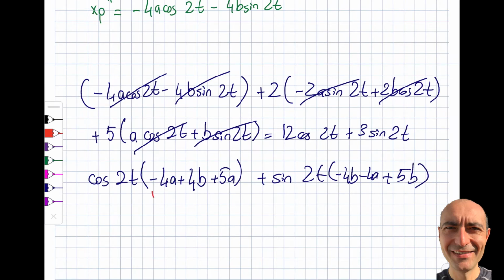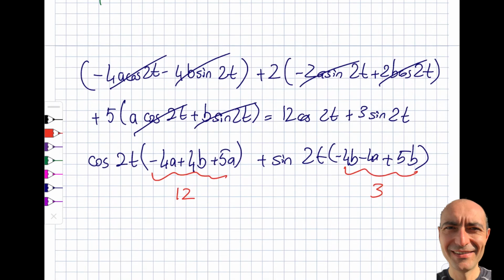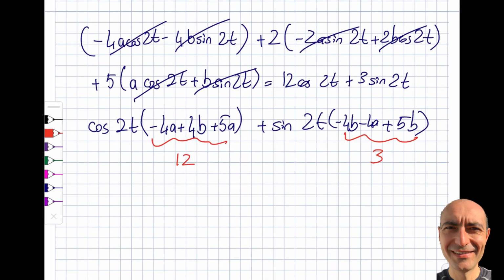And I'm saying that this will be 12. This will be 3. The left and the right hand side of the equation should be the same, right? That's the solution. So you can see here, let's do some manipulation. A plus 4b is equal to 12. And over here I get 4b plus b minus 4a is equal to 3.